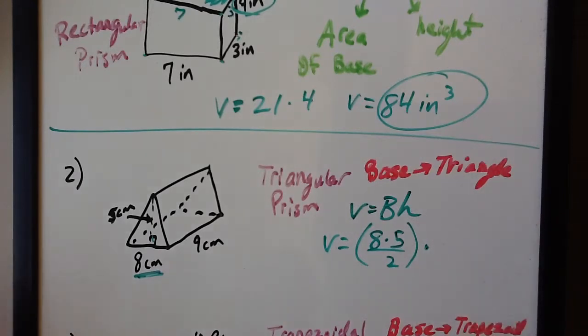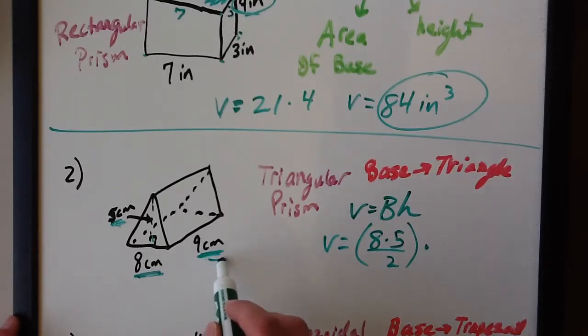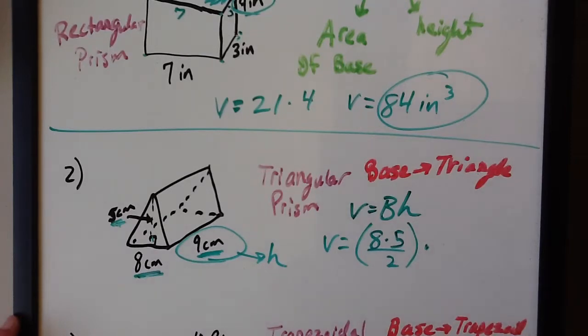Now, this is not the height of the triangle, not the height of the base, it's the height of the prism. Okay, so keep your h's separate. This 5 is the height of the base. This right here, this 9 is the height of the prism. And that's what you should put in for h, okay? So 9 is the height of the prism.